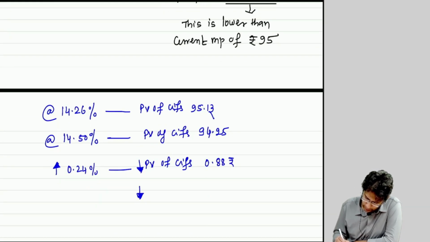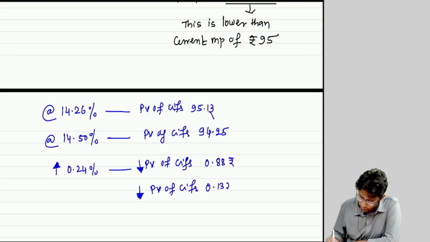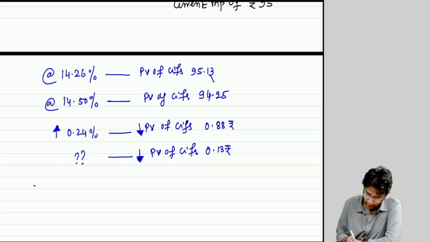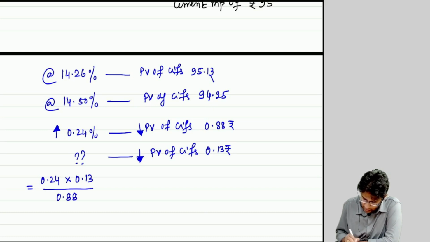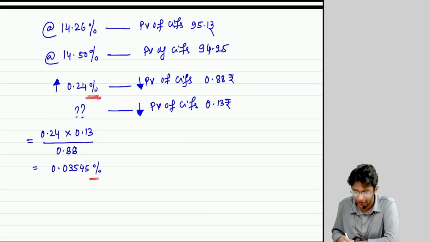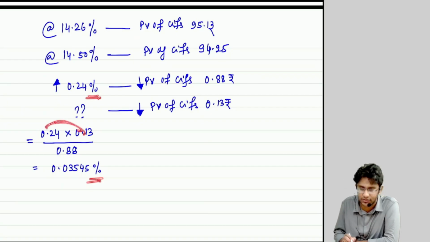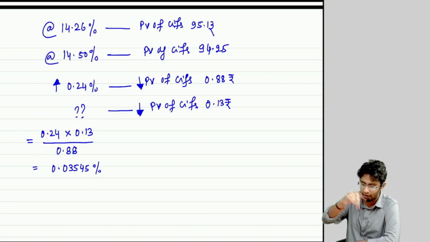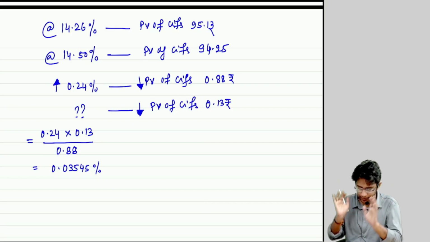How much decrease do I want? For a decrease of 0.13 rupees, this should increase by how much? Cross multiply. Careful while doing this. Don't apply the percentage symbol. This symbol, just write like that. 0.24 into 0.13 divided by 0.88. 0.03545 percentage. Sir, my final answer should be in percentage, so don't apply this on this. If you apply it again, it will become double decimal. Don't apply. Directly simply multiply and leave it.